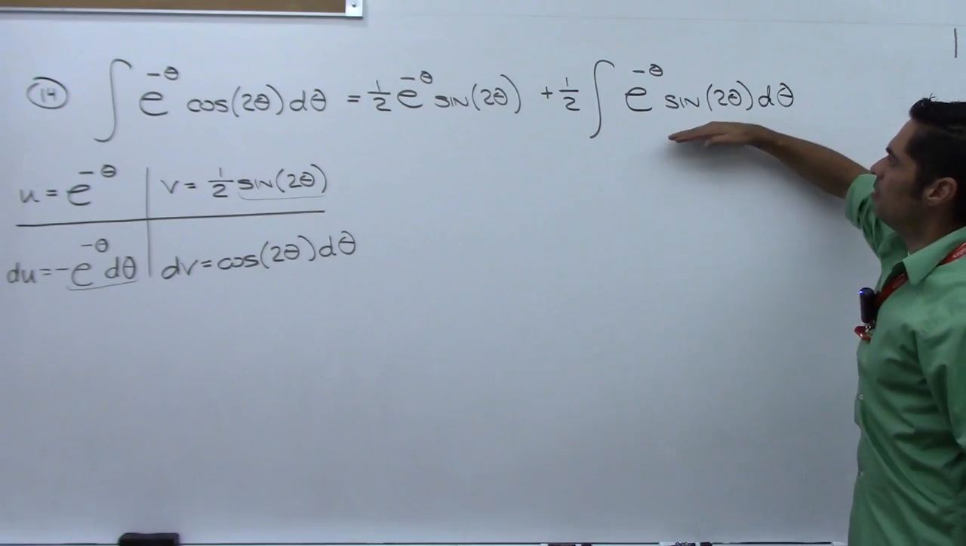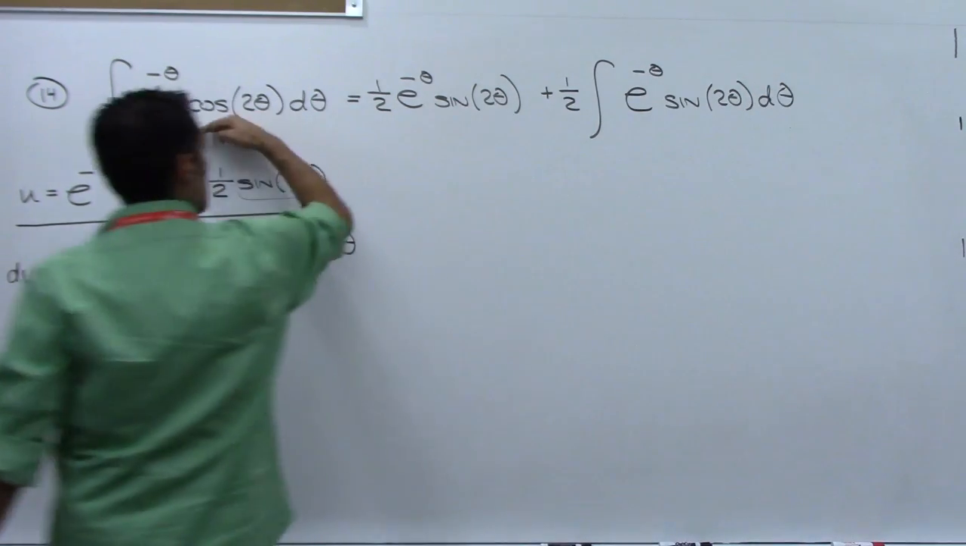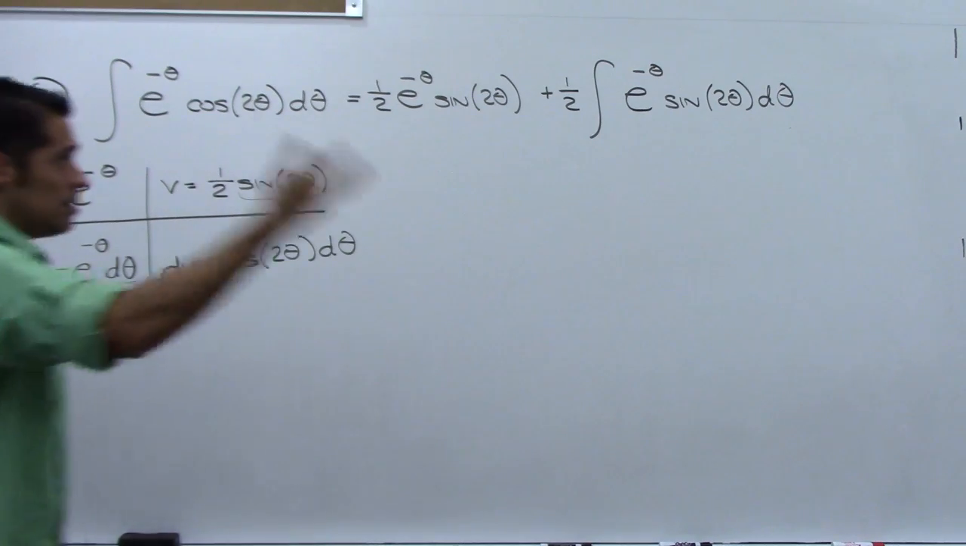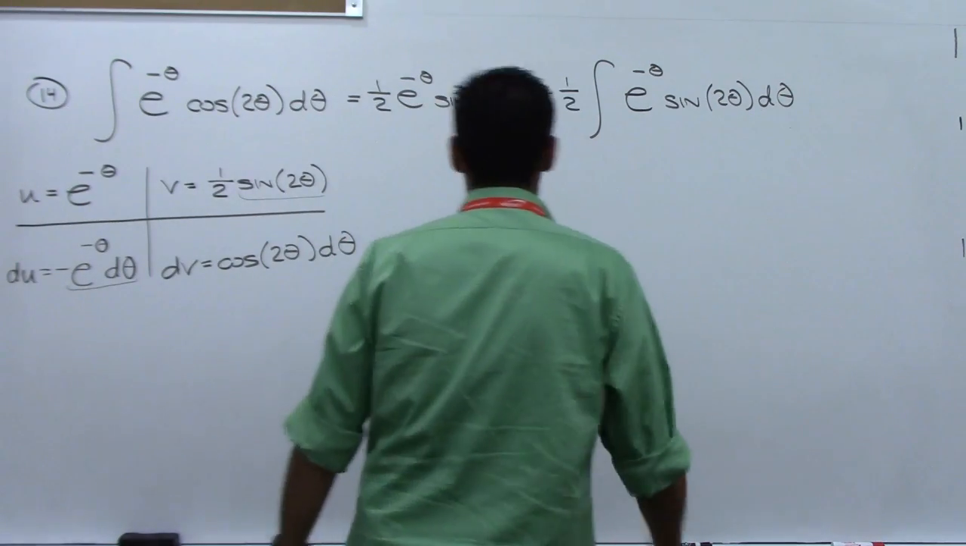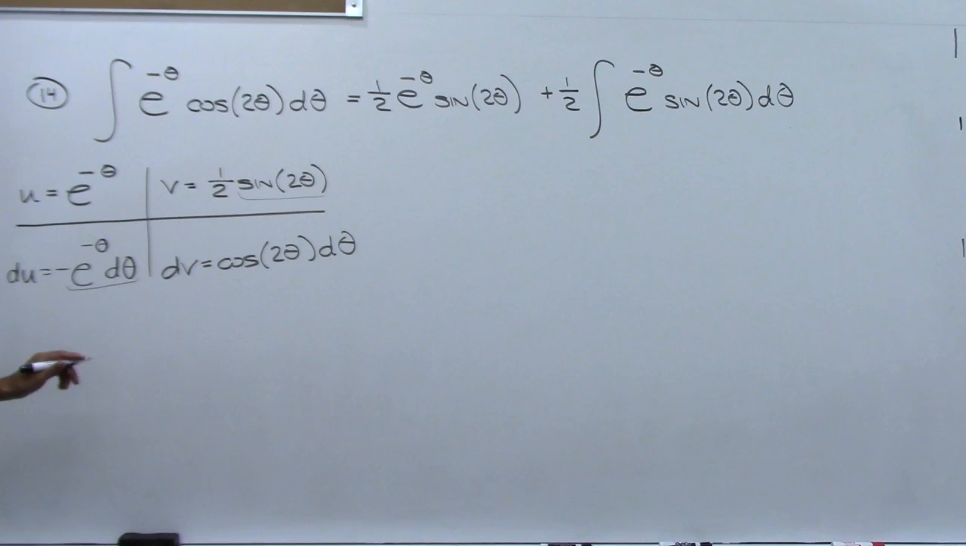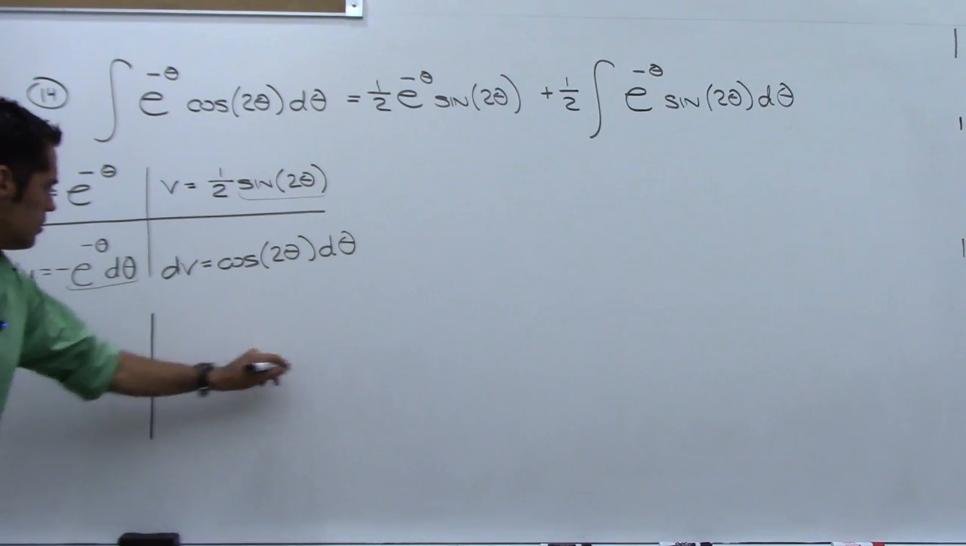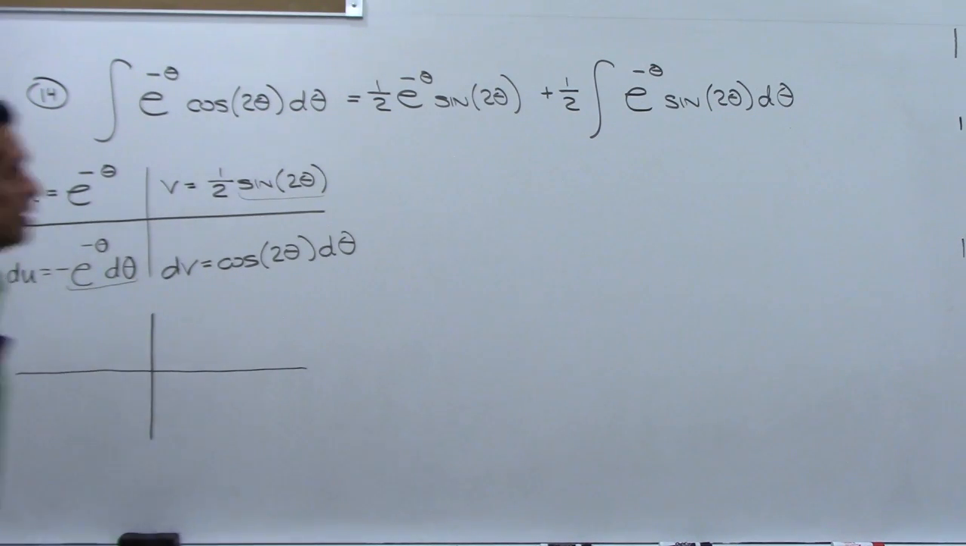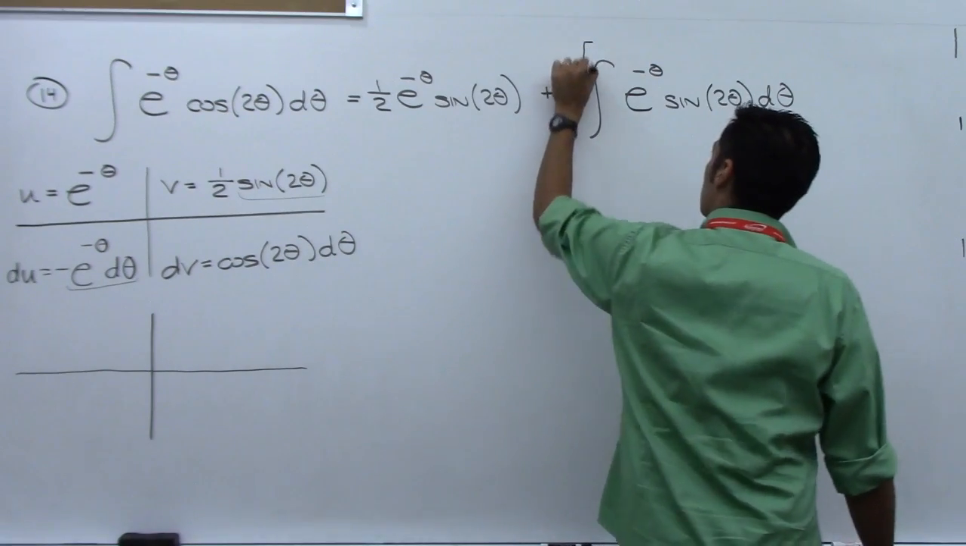So notice this integral here does not match this one, but it's close. So what I'll do is I'll do integration by parts again. Let me do it over here so I can have some space over there. So I'm doing integration by parts again. I'm doing it just on this piece right here.